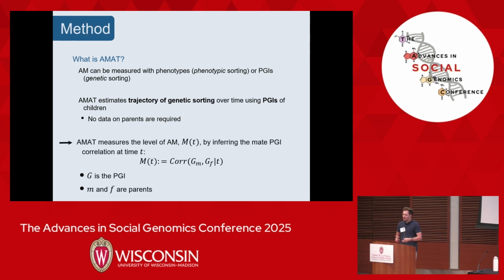Let's talk about the method for a little bit. So assortative mating across time will measure the level of genetic sorting, which we're going to call M of t, simply as the mate PGI correlation at time t. So how similar parents' PGIs are at time t. And time t is just going to be when their child is born.